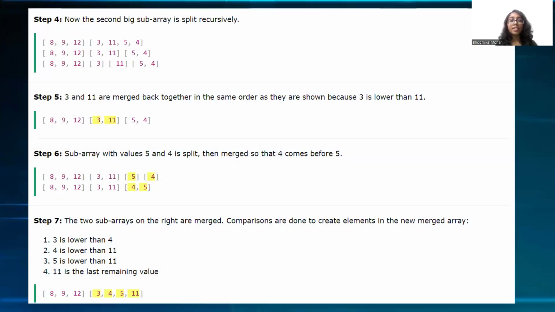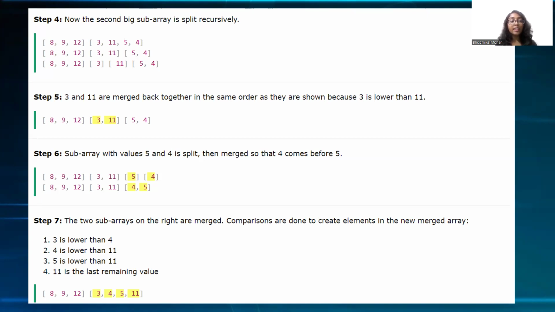So step 4 is now the second big subarray is split recursively. That is 3, 11, 5, 4. We keep the sorted array 8, 9, 12 as it is, and the 3, 11, 5, 4, that is the second array, is split as 3, 11, and 5, 4. We also see that the 3 and 11 array is further divided to 3 and 11.